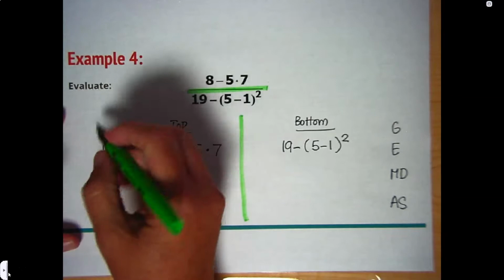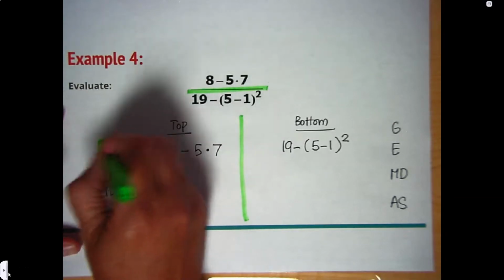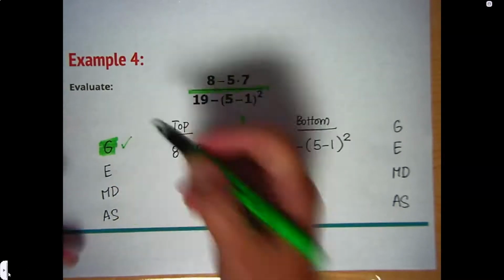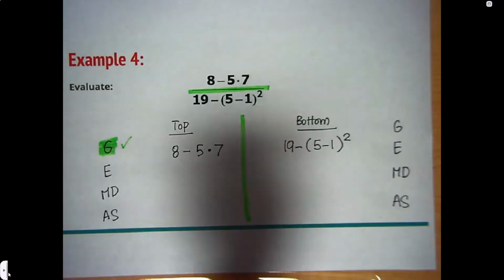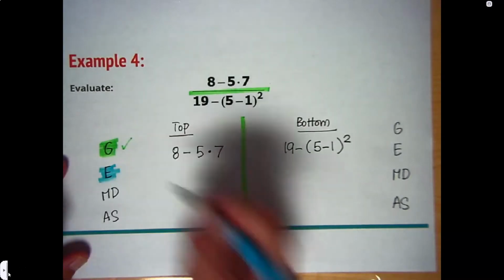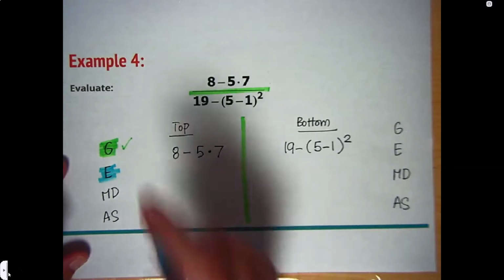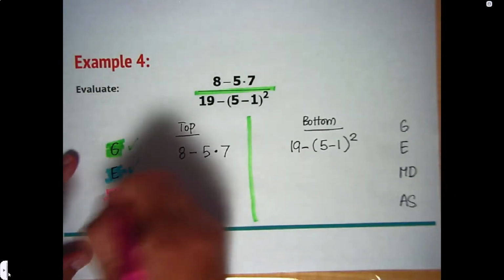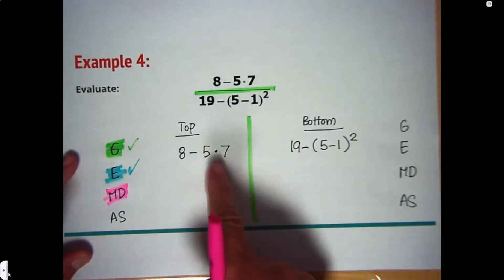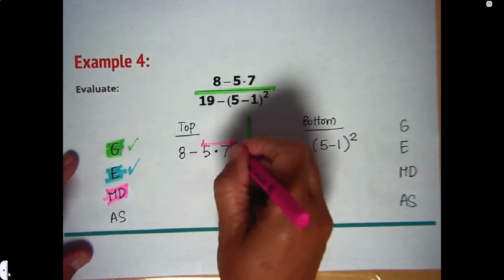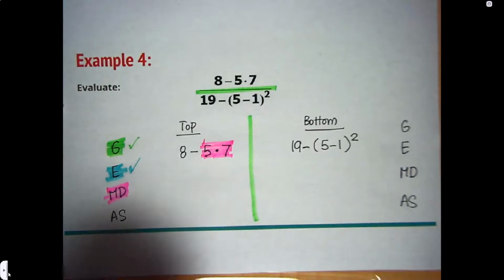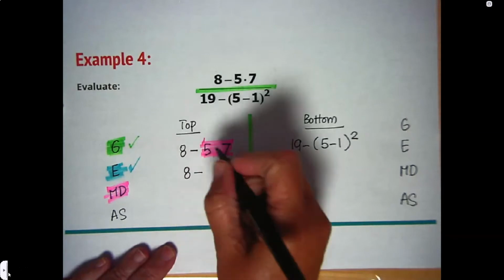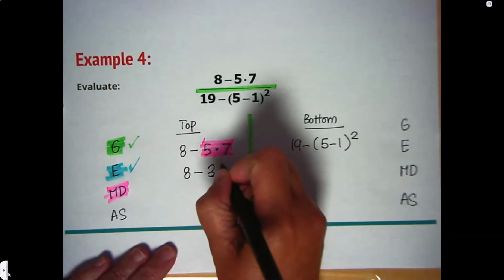All right, so I'm going to start out on the top looking for grouping symbols. This problem, no grouping symbols. Now I'm going to check my problem for exponents. No exponents. Now I'm going to check my problem for multiplying or dividing. See a multiplication right there. So I am going to do 5 times 7. Working left to right, I have 8 minus 5 times 7, which is 35.